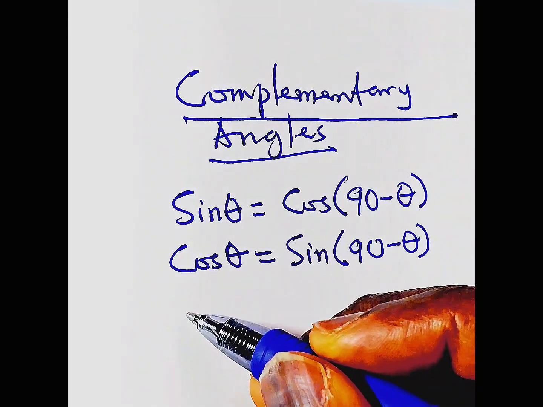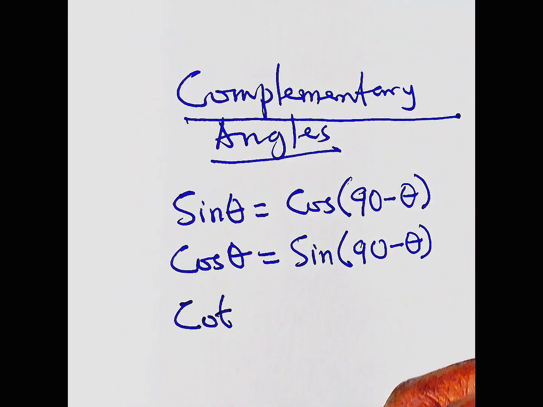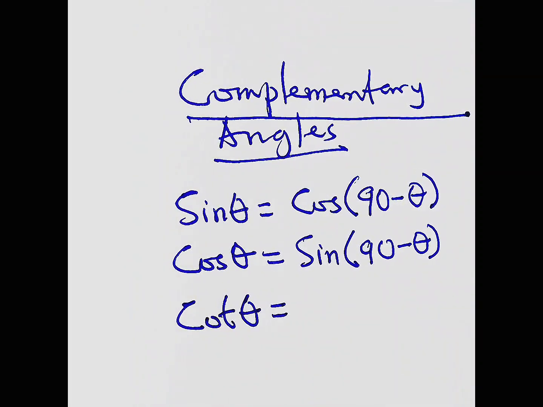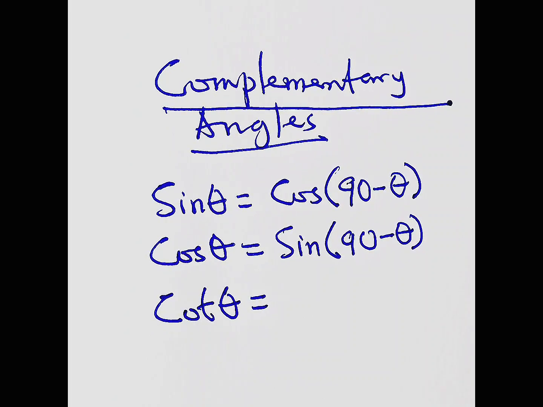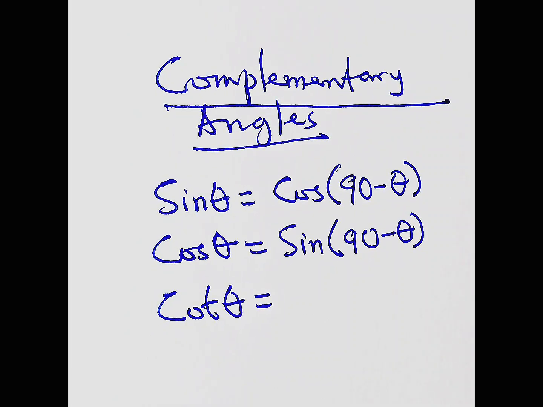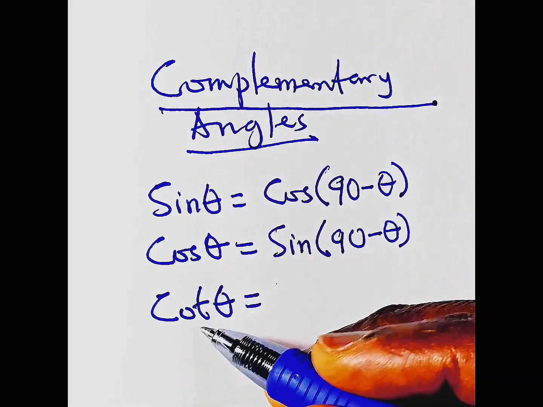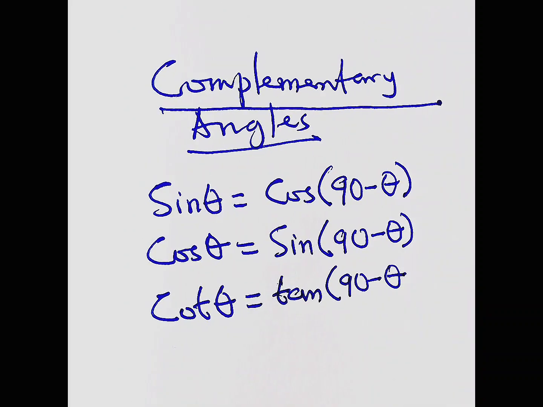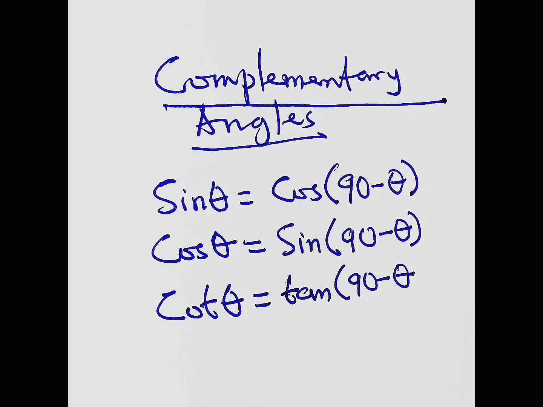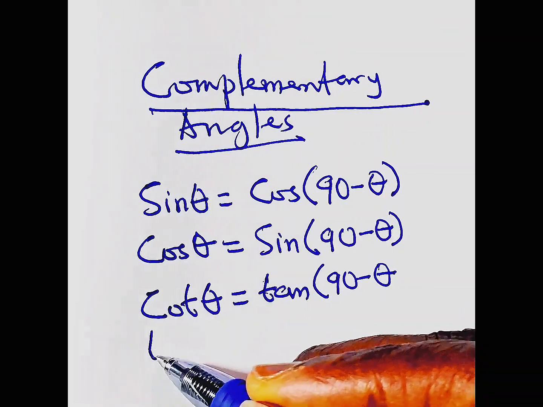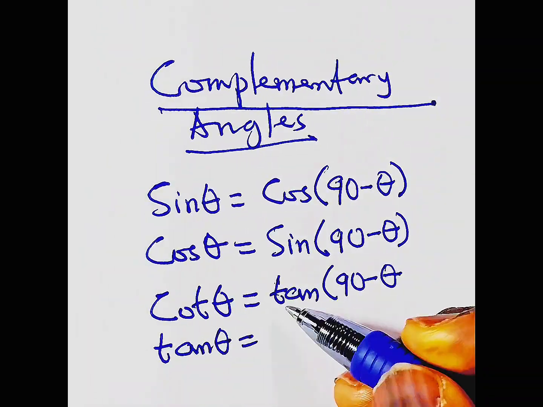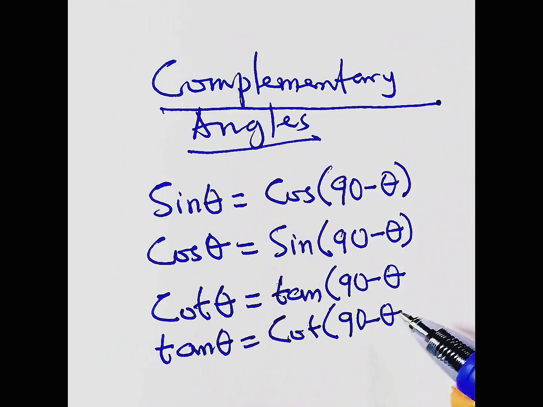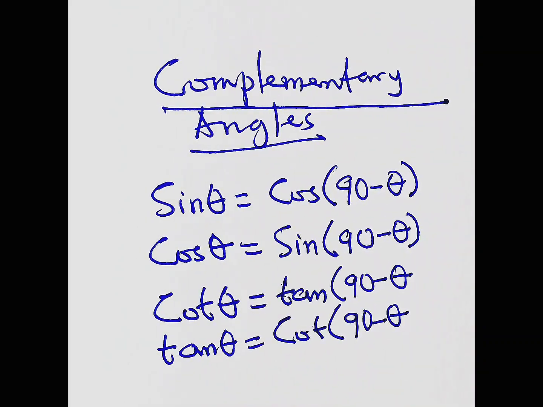Also, once I mention this, you should be able to know where I'm going. If I say cot theta, whenever you mention cot, you are dealing with tan. So the complement of cot theta is going to be tan of (90 minus theta). The same way, if you say tan theta, this is going to give you the complement cot of (90 minus theta). I hope you are getting it fine.